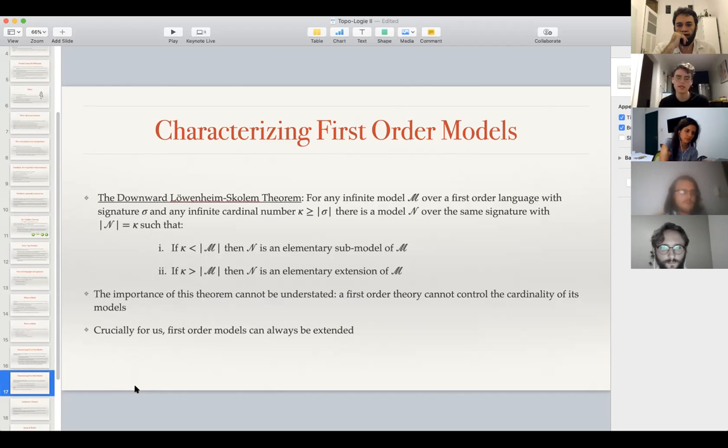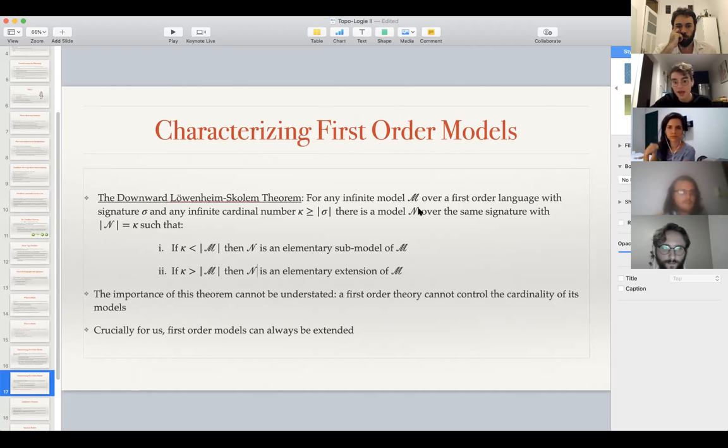So if we have any infinite cardinal number greater than the size of the signature, there's going to be a different model N, over the same signature in the same language, with cardinality k such that one of these two holds. It depends on the size of this k. If it's less than the size of your original model, then the model we're guaranteed to have is an elementary submodel of M. So this is a way we can find a submodel completely characterized by the size of this number. And if it's greater, it's going to be an extension of M.